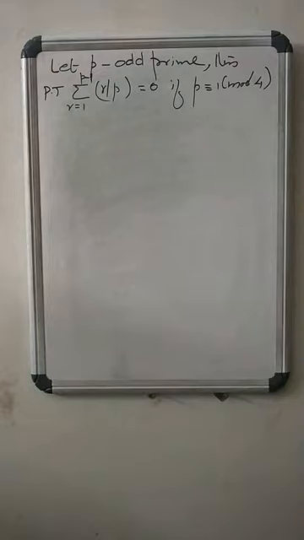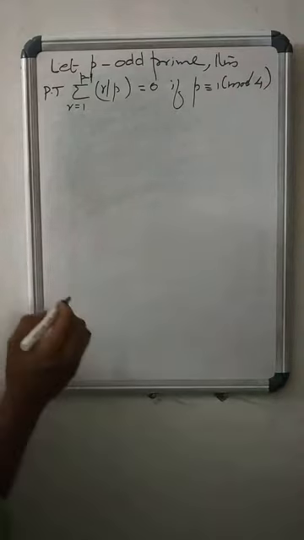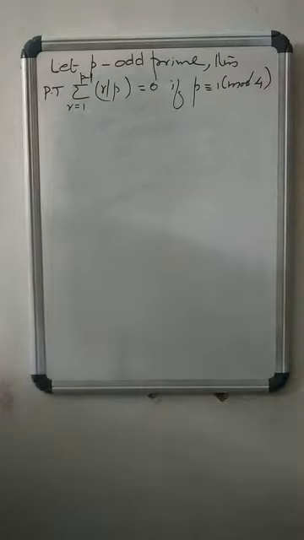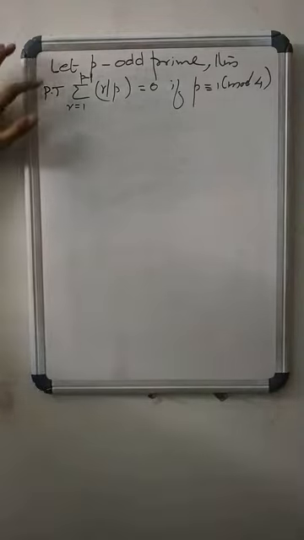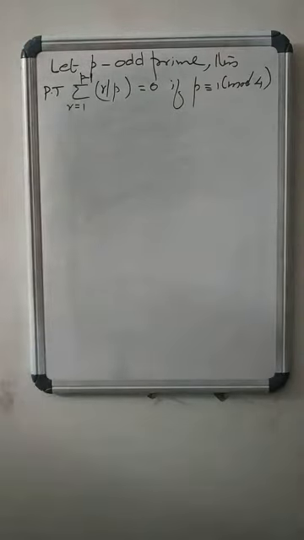Let p be an odd prime. Then the sum over r from 1 to p minus 1 of (r by p) equals 0 if p is congruent to 1 mod 4. How? So listen, here r and p minus r run through the numbers 1, 2, 3, up to p minus 1. Okay.